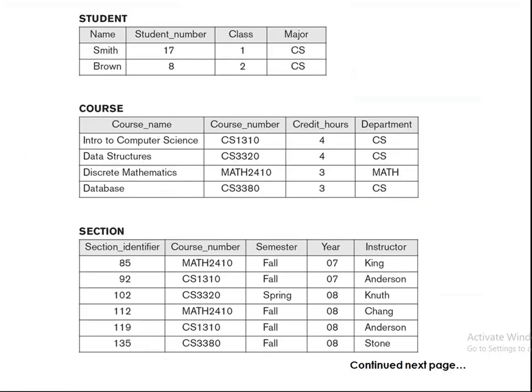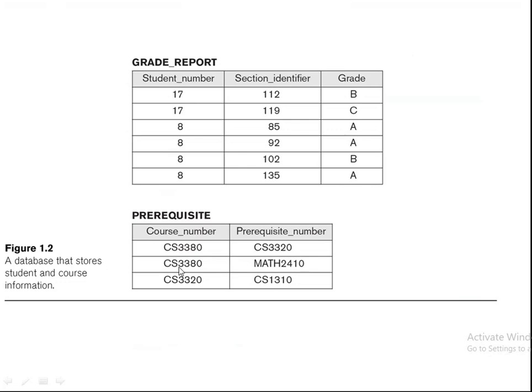And this is a sample database, how the data is stored for a student, where we have a set of attributes, which are nothing but facts about the entities: name, student number, class, major. Here we have two instances of the record. Similarly, we have records for courses, followed by section, grade report, and prerequisite. To take that particular course, what courses should the student already know? That is mentioned here: the course number and, for this course, the prerequisite course number.